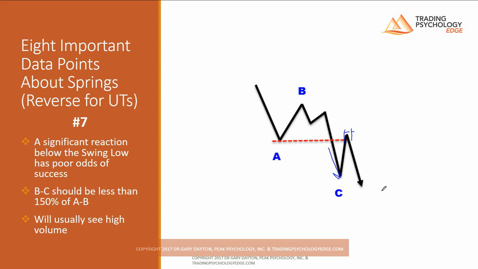For a rule of thumb, for those who need specificity, I just eyeball this. I never do this. But the rule of thumb is if B to C here is more than 150% of A to B, or more than 1.5 times A to B, then don't take the spring, okay? But truthfully, you don't need to calculate it. You can just see it.